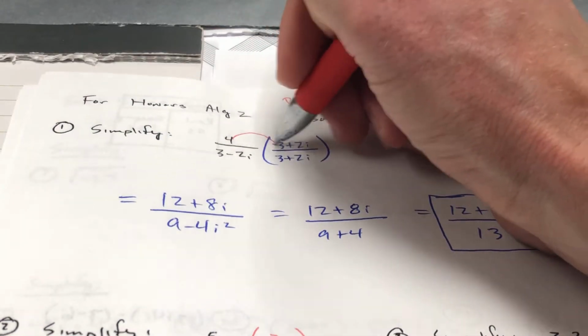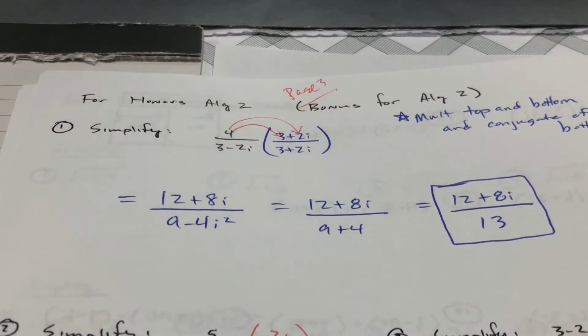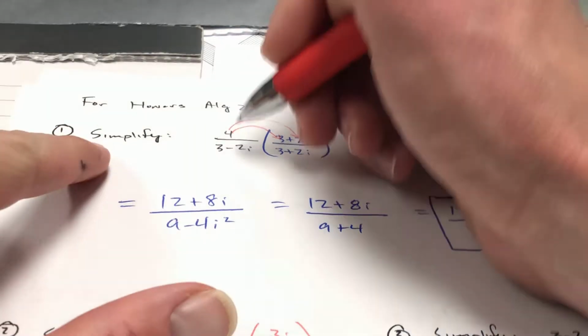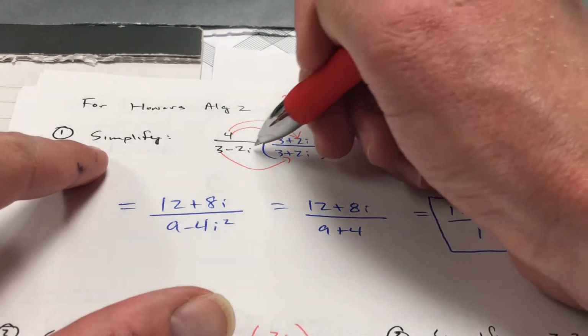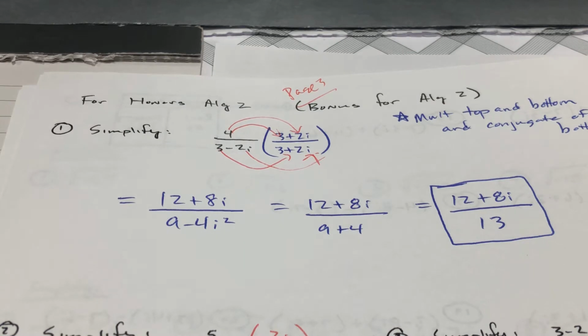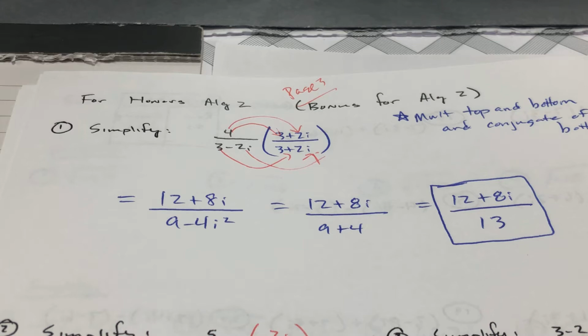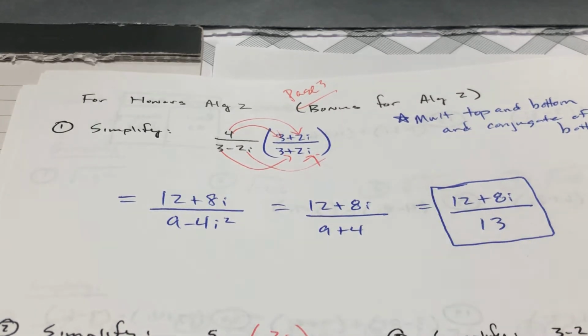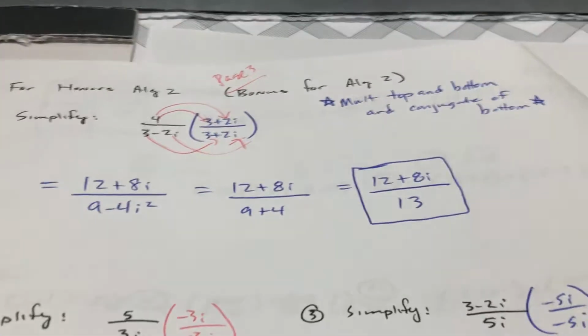When we do that, up top we get 12 plus 8i. When you multiply with conjugates, you only have to do the first and last parts of FOIL, like we saw on numbers 23 and 26 on page 2. So I just do 3 times 3, and then negative 2i times 2i is a negative 4i squared. Remember, if i is the square root of negative 1, then i squared is negative 1. So negative 4i squared becomes negative 4 times negative 1, which is a positive 4. So we have 12 plus 8i divided by 13.